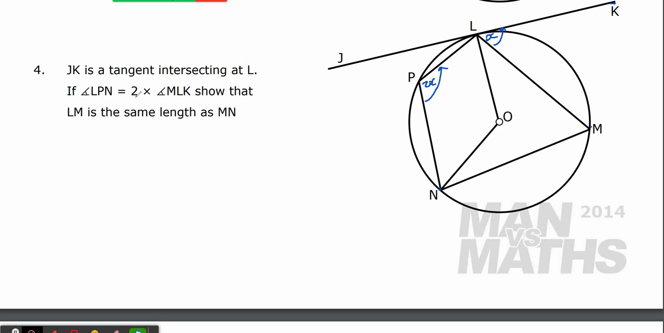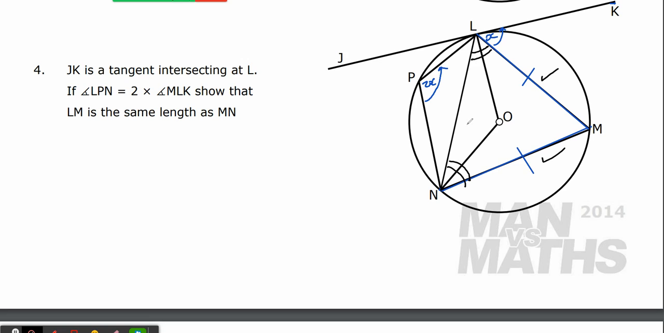JK is a tangent intersecting at L, if LPN is equal to 2 times MLK, show that LM, let's go to LM, you can see LM is this one over here. Show that LM is the same length as MN. So we're going to prove that those two are equal, LM and MN. So how do we prove that those two are equal? That's the question now. Normally, let's suppose I draw a line straight across here and I prove that this angle is equal to this angle, then it's an isosceles triangle and we're done.